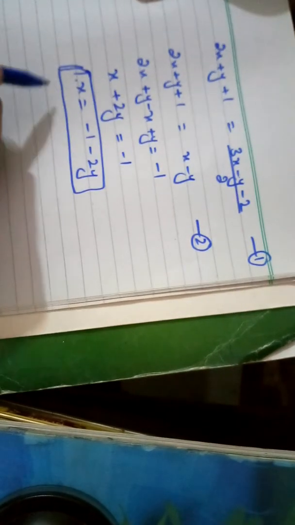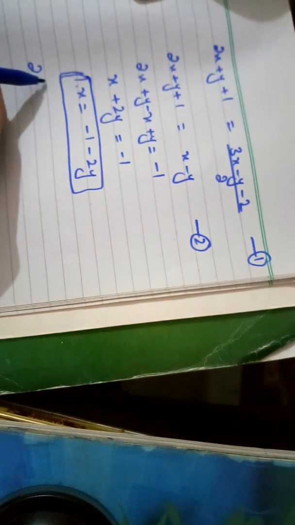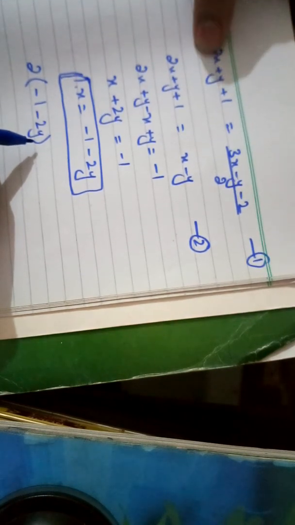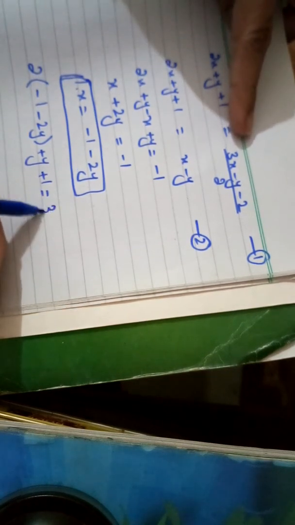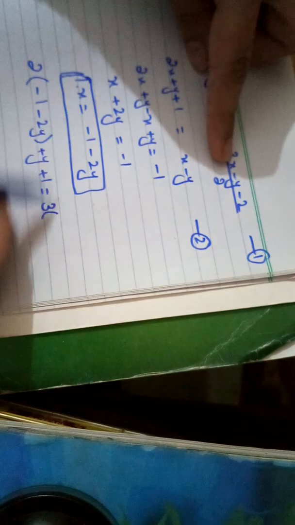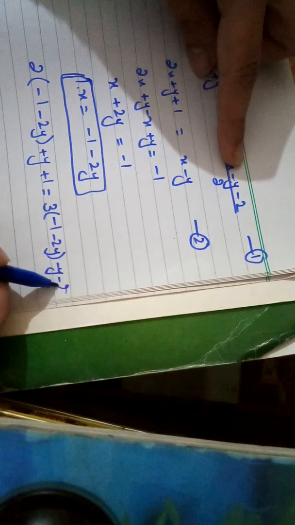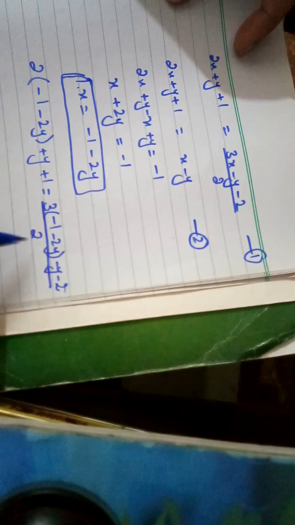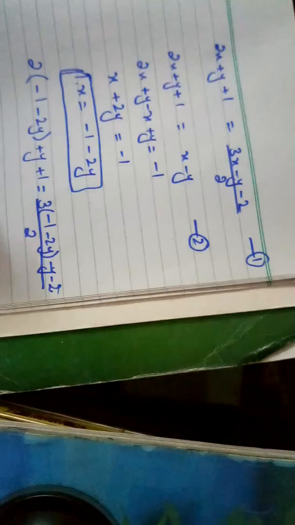So, x is equal to minus 1 minus 2y. Now, here we have x in terms of y. Now, put this value in equation 1. Equation 1 is 2x. So, the value of x is minus 1 minus 2y. 2x plus y plus 1 and 3x. So the value of x put here, minus y minus 2. I hope it is understandable to you because I solved it directly.